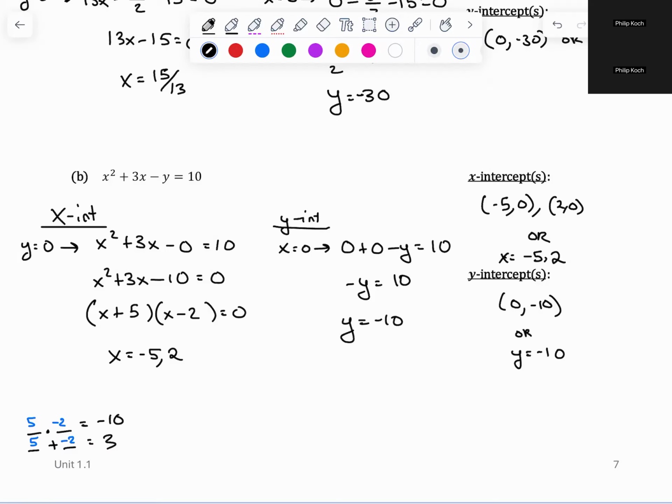Similarly for the y-intercept, you're going to set the opposite variable, in this case x, equal to 0. X squared, so 0 squared, 0. 3 times 0, that's 0. So it's 0 plus 0 minus y equals 10, or really just negative y equals 10. Divide both sides by negative 1, and you've got y equals negative 10, or the better way to write it, in my opinion, which is as a coordinate point, every y-intercept has an x coordinate of 0, and then comma negative 10. Any questions on that?